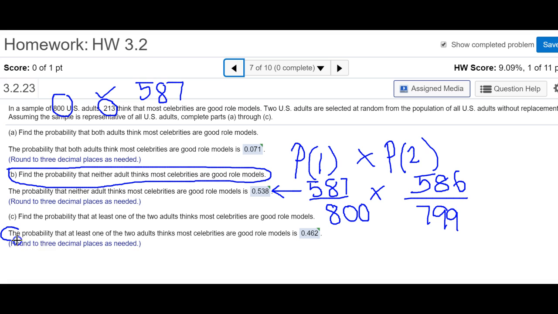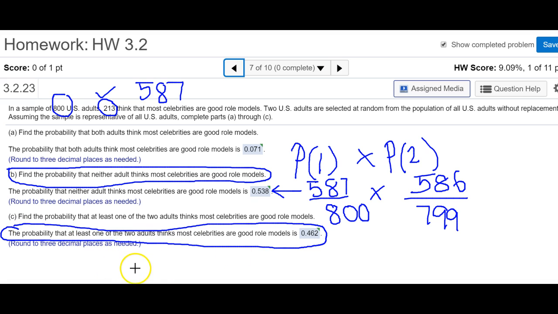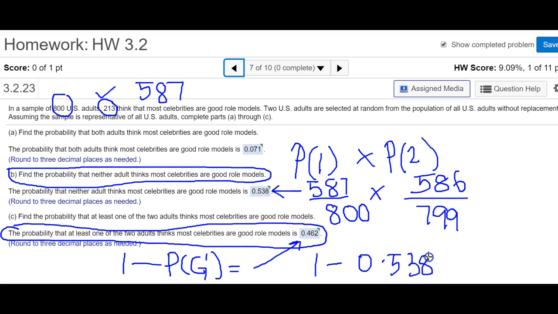Now for the last one, find the probability that at least one of the two adults thinks most celebrities are good role models. At least. So if I take 1 minus the probability of neither of the adults thinking that they are good role models, then I would get the probability of at least one thinking that they are good role models. So 1 minus 0.538 would give me 0.462. Okay? Hope this helps.